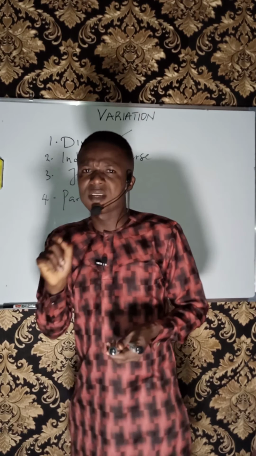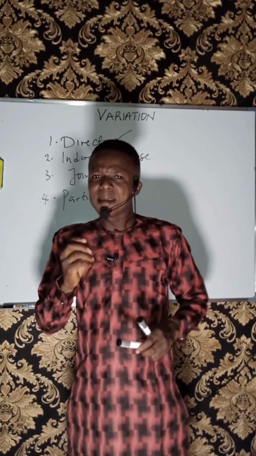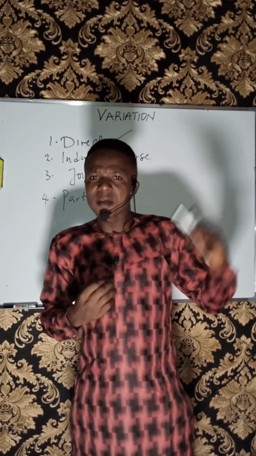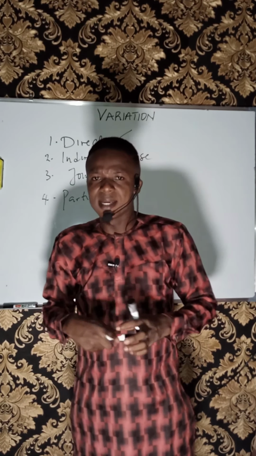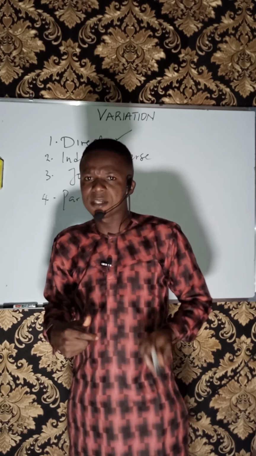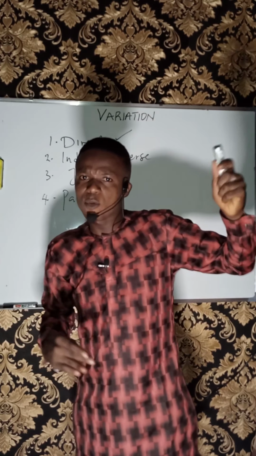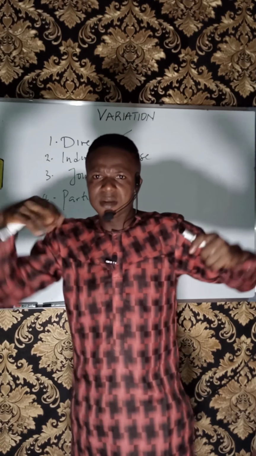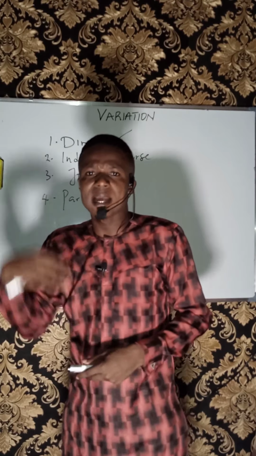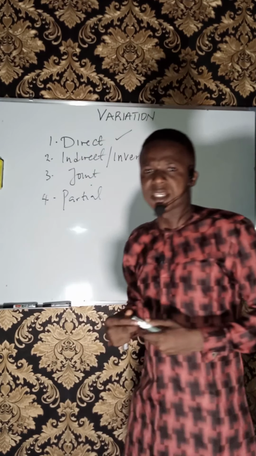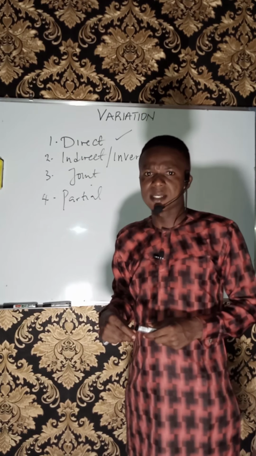A good example of this direct variation is in purchasing. The more money you have, the more goods you'll be able to buy. If a pen is 50 naira, if you have 100 naira, you can buy 2 pens. If you have 150, you can buy 3 pens. You now see that as your money increases, the quantity of pens you'll be able to buy will also increase. That is a direct variation, right?